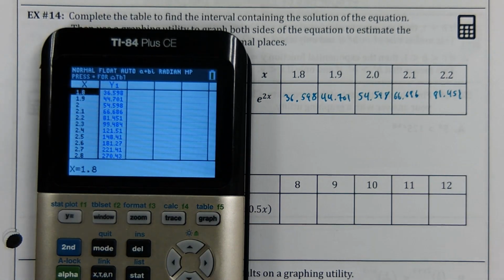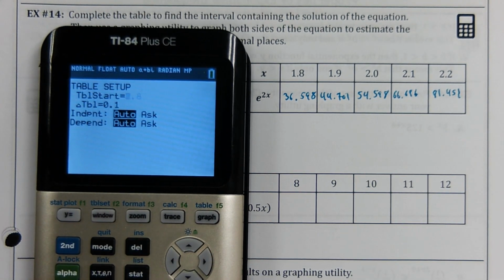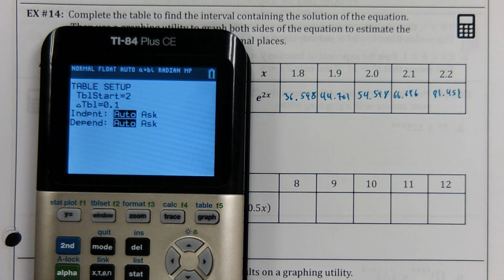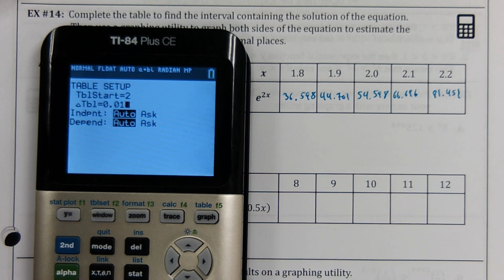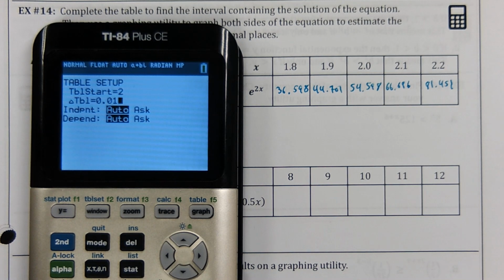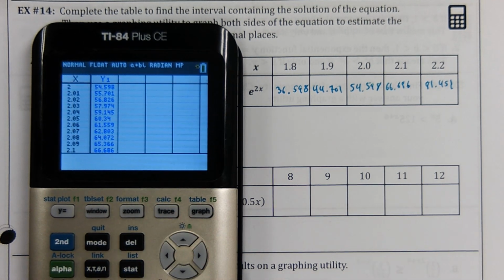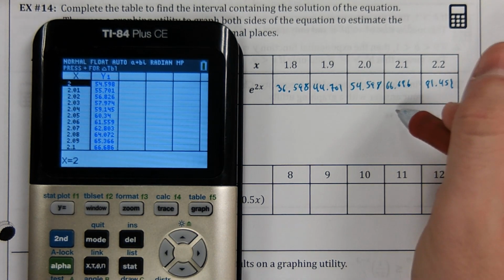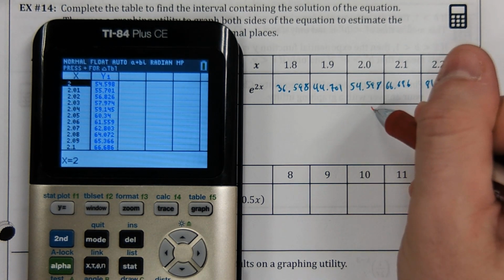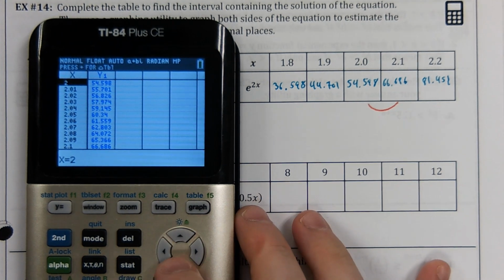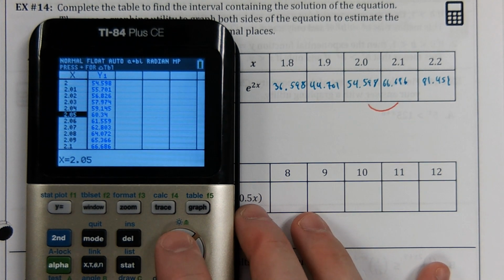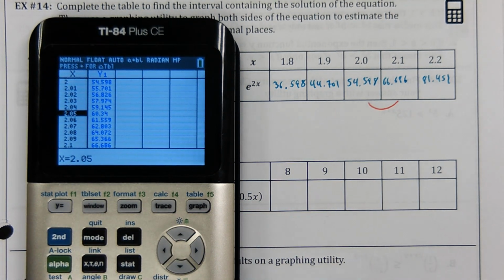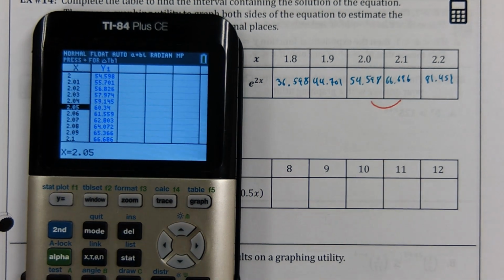So I'm going to go back to my table set. And I'm going to tell it to start at 2. And I'm not going to have it go by 0.1s because we know it's going to happen between 2 and 2.1. I'm going to have it go by 0.01s. And what I'm going to try to do is look for the one that's closest to 60. We know it was between these two numbers. Oh, look at that. It's clearly going to happen between 2.04 and 2.05.